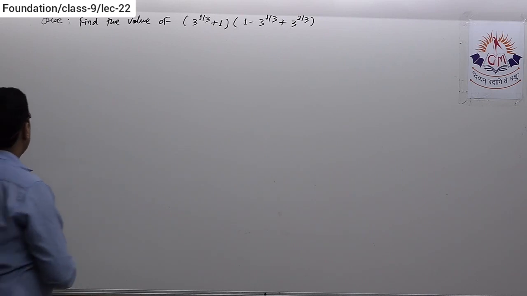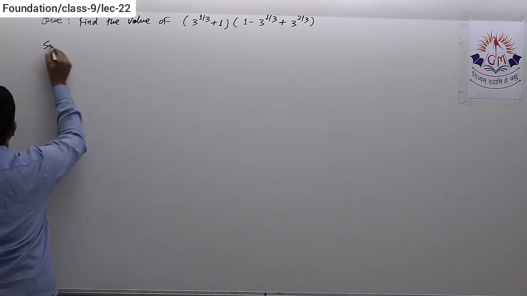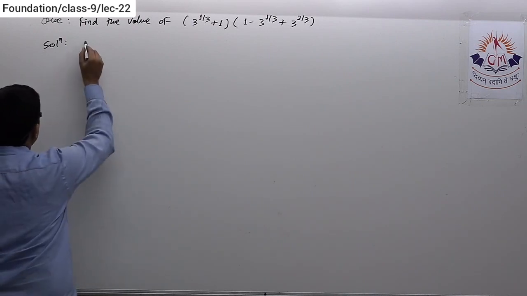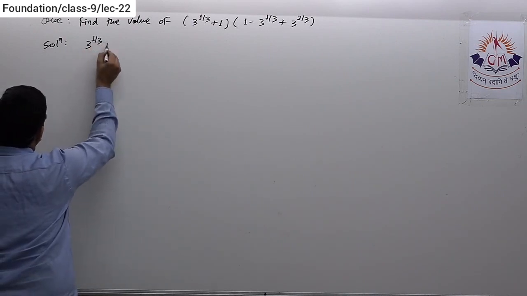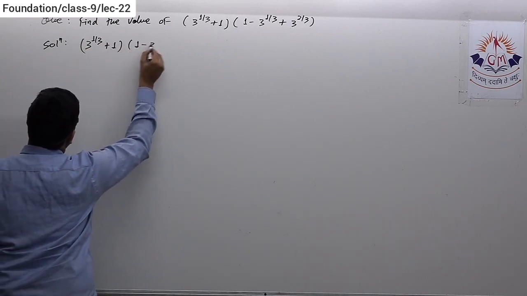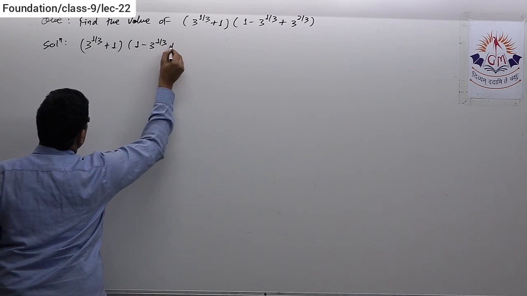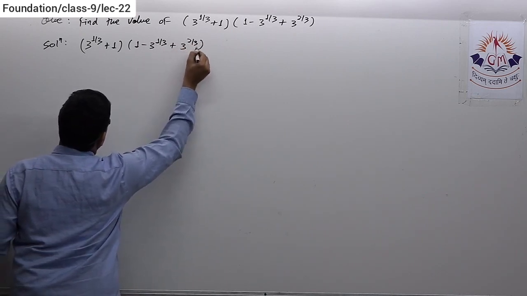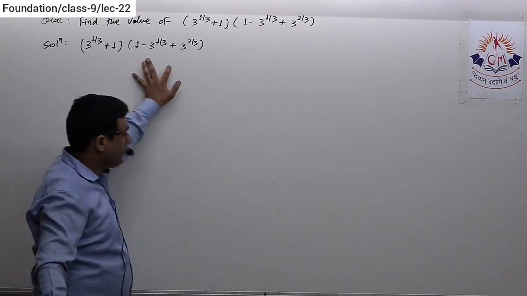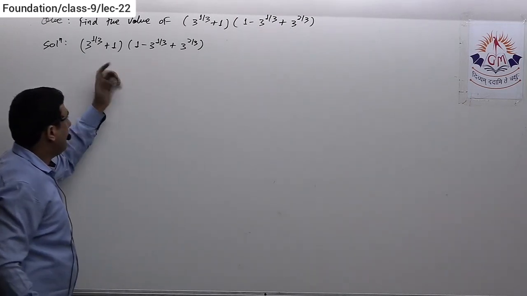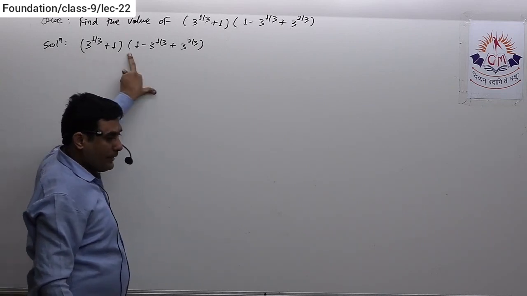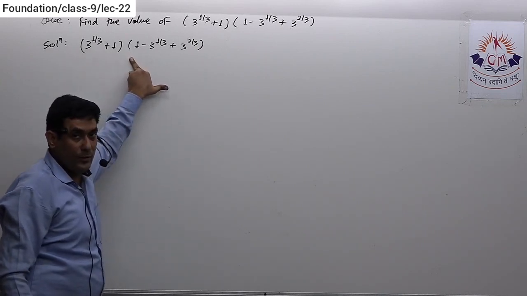Okay, so let us see how to solve this. We need to find the value of (3^(1/3) + 1) times (1 - 3^(1/3) + 3^(2/3)). Now, if you observe it carefully, here this is a binomial and there is a trinomial. So, if I say for a while, let this be a plus b, then here might be an identity of a cube plus b cube.